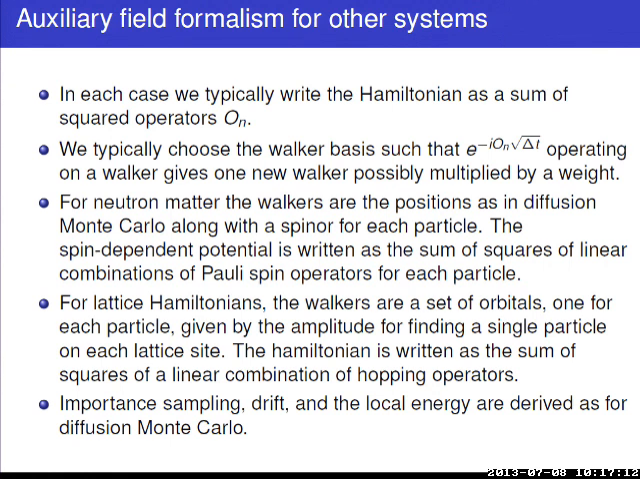So for neutron matter, the walkers are the positions, as in diffusion Monte Carlo, along with a spinor for each particle, so that we can do this kind of stuff. For lattice Hamiltonians, the walkers are sets of orbitals, one for each particle, and then we can operate with these kinds of operators. Then importance sampling, drift, and local energy are derived exactly as in diffusion Monte Carlo. So everything else just goes through.